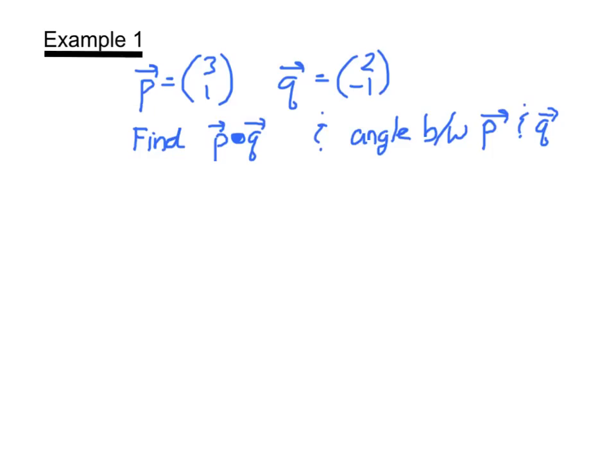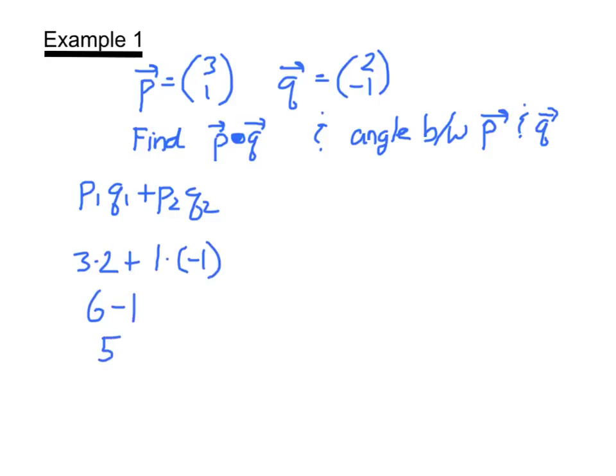We have two vectors, vector P in component form and vector Q in component form, and we're asked to find the dot product between these two vectors and the angle between these two vectors. The dot product is relatively straightforward if we use the algebraic form, which in this case will be P1 times Q1 plus P2 times Q2. We can find the dot product. So we have 3 times 2 plus 1 times -1. So we have 6 minus 1 equals 5. So the dot product between these two vectors is 5.